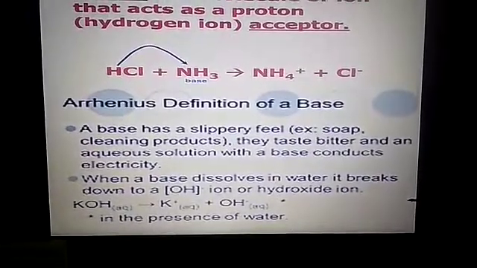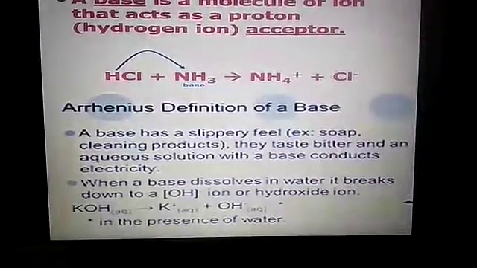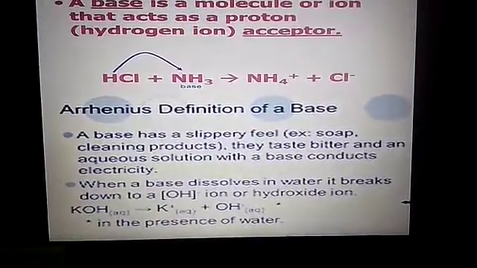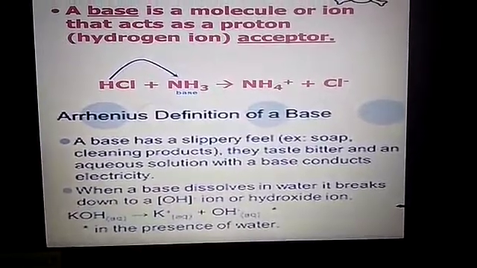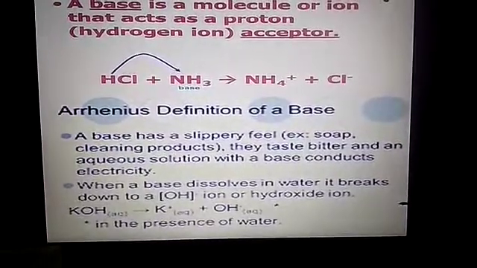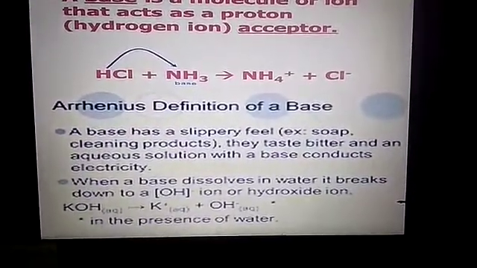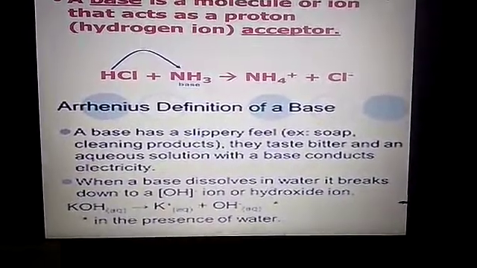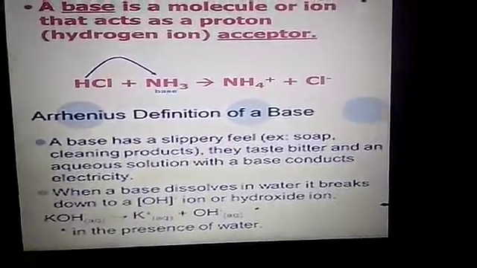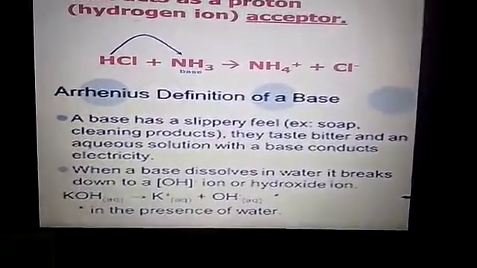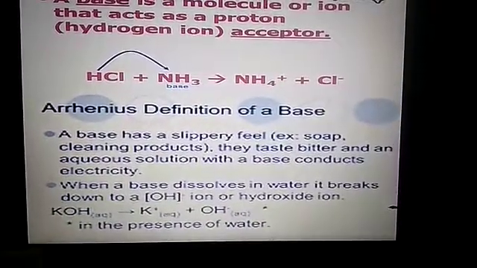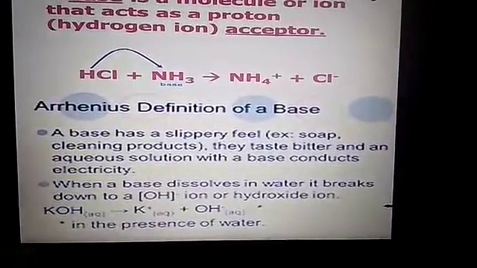When a base dissolves in water, it breaks down to hydroxide ion. For example, potassium hydroxide gives potassium plus hydroxide in aqueous solution, that is in the presence of water, that is hydronium ion, OH ion, hydronium or hydroxide. For example, cuprous oxide, so cuprous metal oxide, and magnesium hydroxide, those are metallic hydroxides.